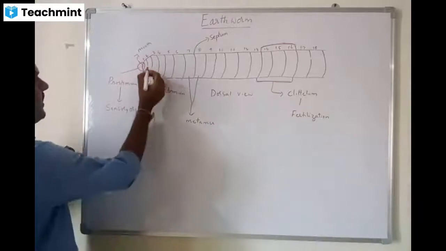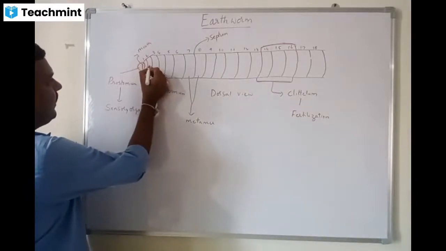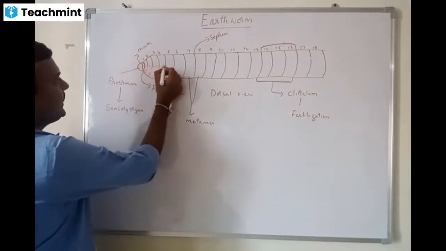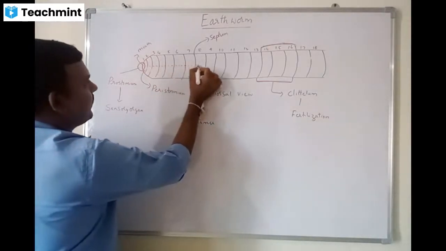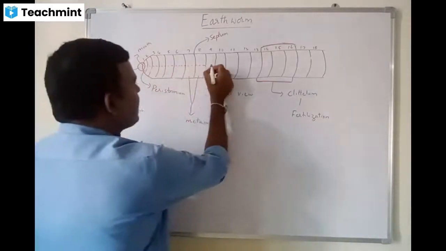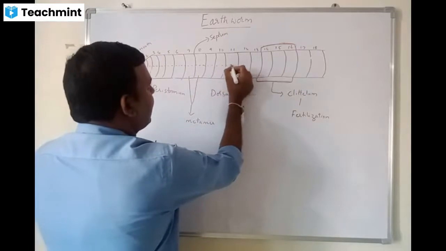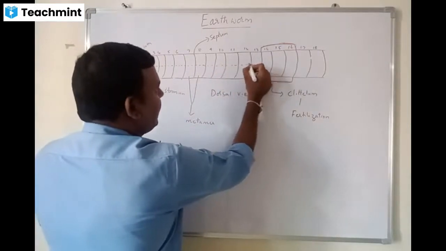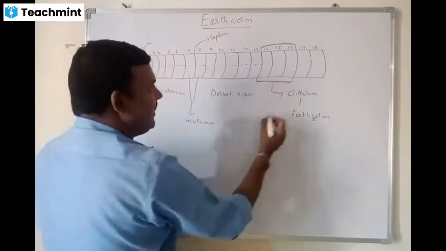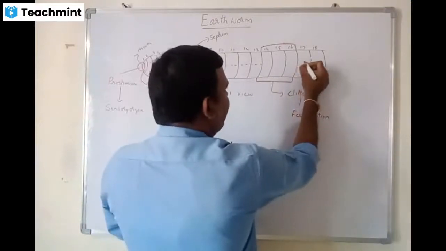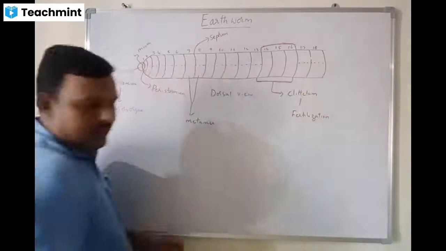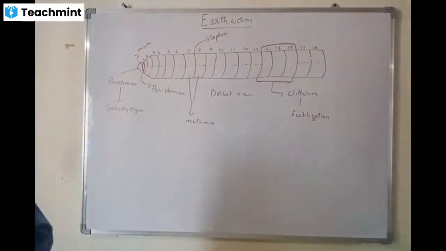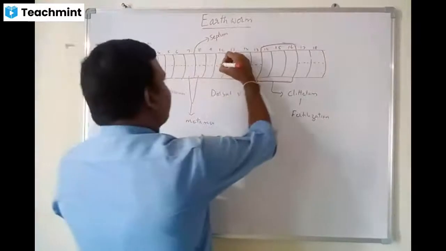If you see, there is a line, a central dorsal line. There will be a line we can also see, and this line will not be visible in the clitellum region, and this line we call the mid dorsal line.